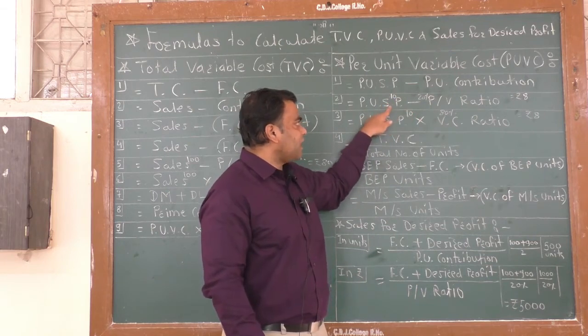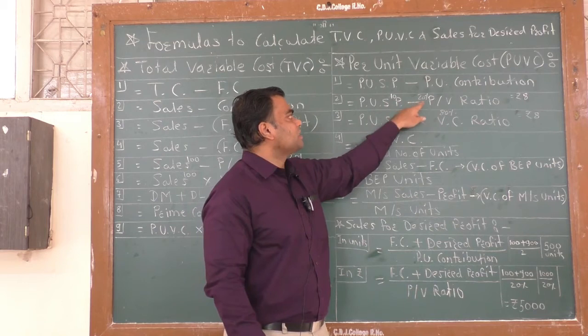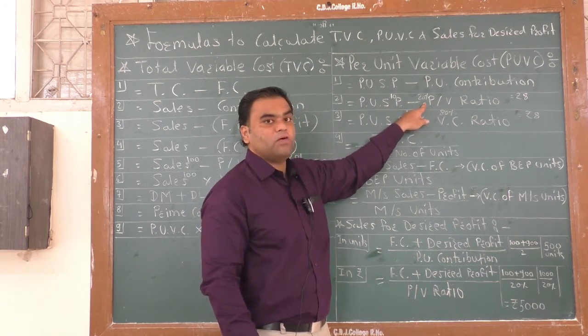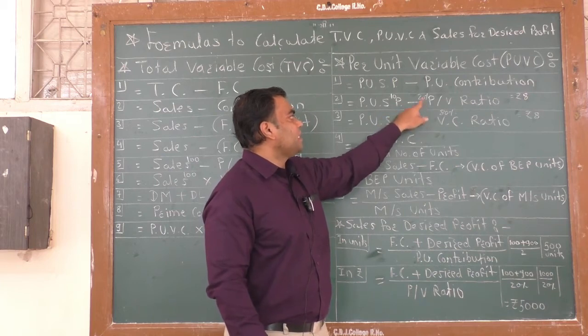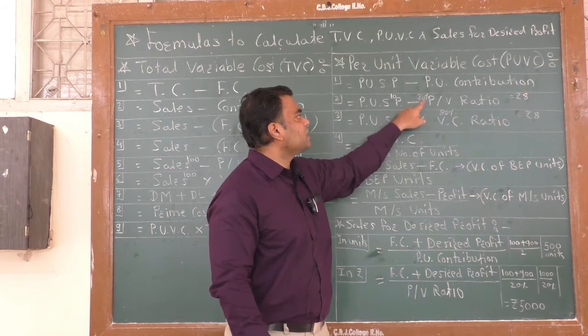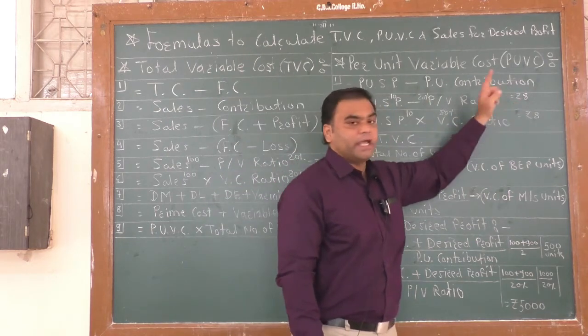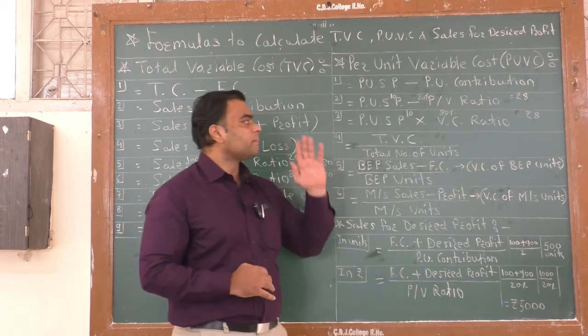It means contribution is 20% of sales. Here the per unit selling price is given. So per unit selling price 10 less 20% amount of contribution. 20% of 10 is 2, so 10 less 2 will be 8. 8 rupees will be the per unit variable cost.